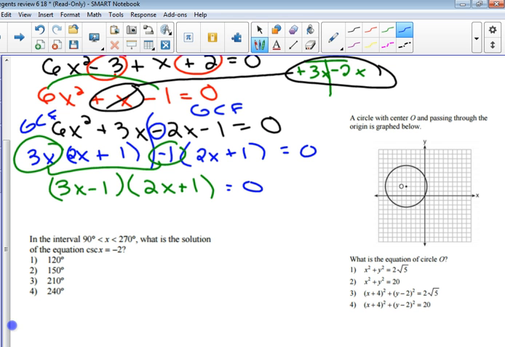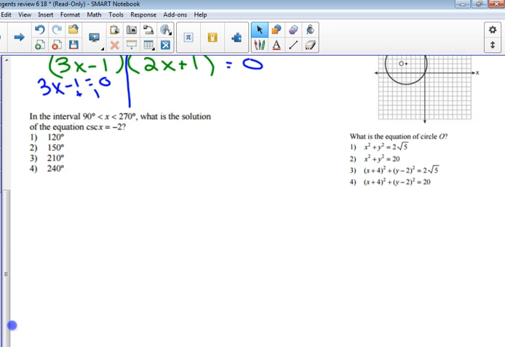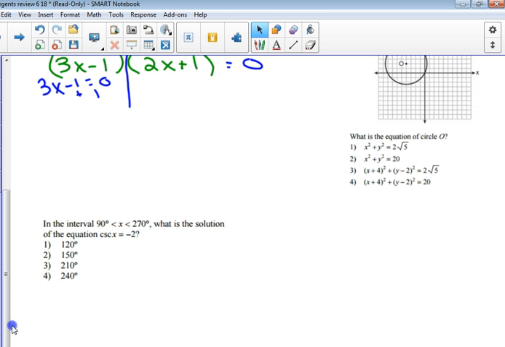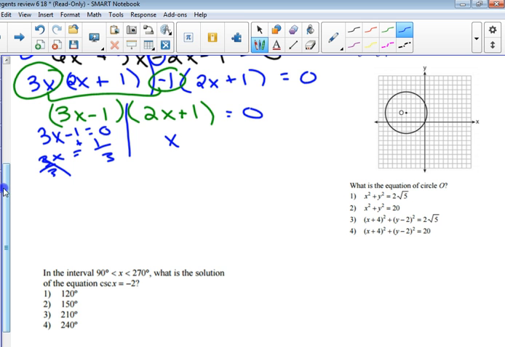Set them to 0. So 3x plus 1 equals 0. I want to add 1. Oh my gosh, these questions are so long. So add 1. Alright, so we have x equals 1/3, and then over here, it's going to be a negative 1/2. We set it here, because you can bring it over and change things.